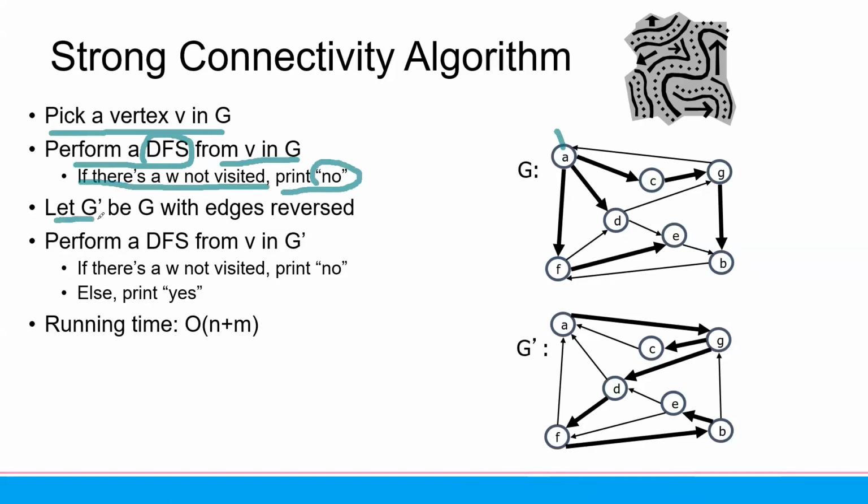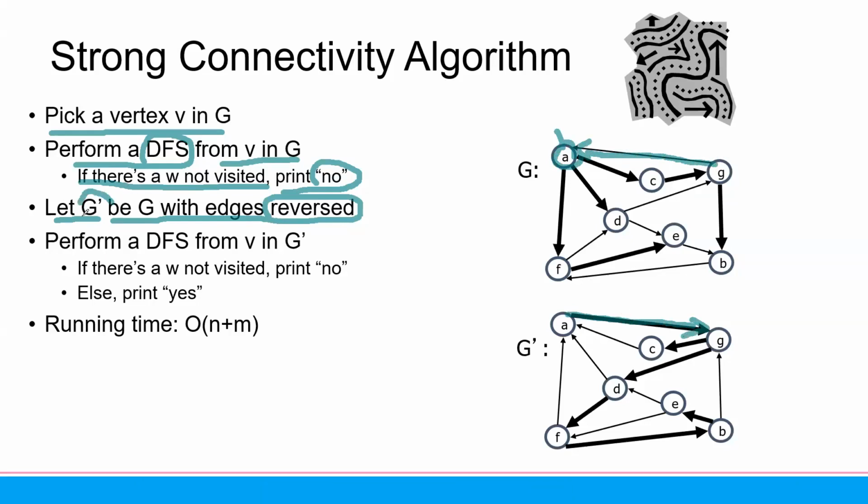And then we can have G prime. Let's say G prime is G with edges reversed. Do you know the meaning of reverse? We want to see the opposite. Starting from A, if we have a direction from G to A, then we can have the reverse direction. That is the meaning of reverse.